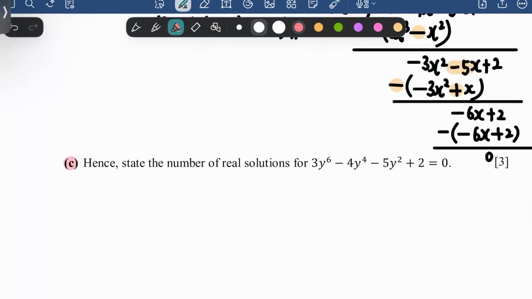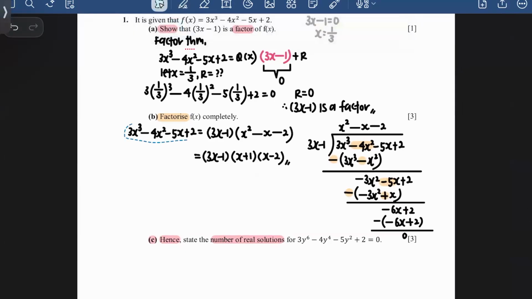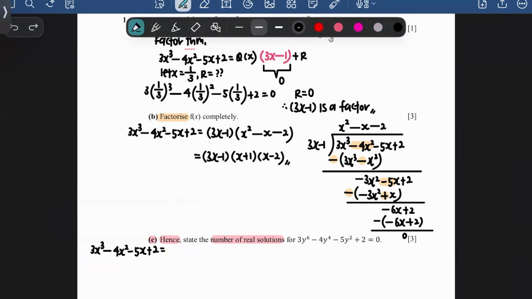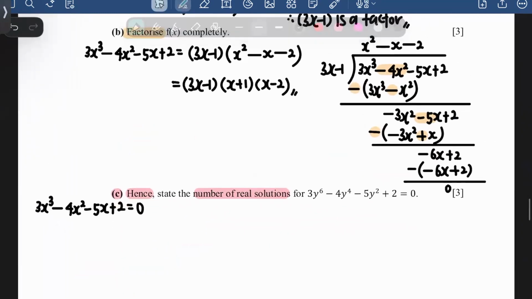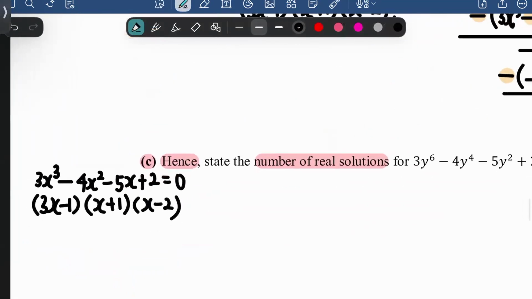So hence, must use A and B. State the number of real solutions. Don't worry about the word real. Just state the number of solutions. Okay, so what we have here is a hence question, right? So for a hence question, I must solve this first. When it equals 0, this thing equals 0, right? So what happens here is that x equals 1/3, or x equals minus 1, or x equals 2.